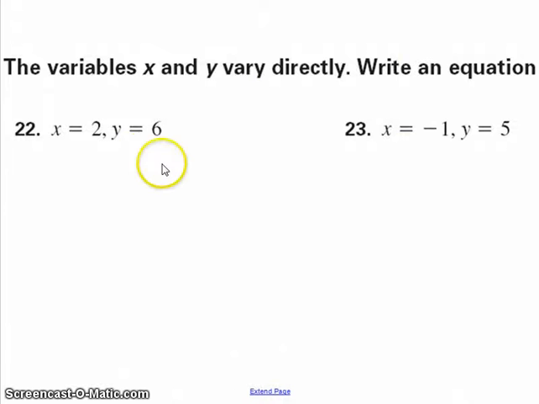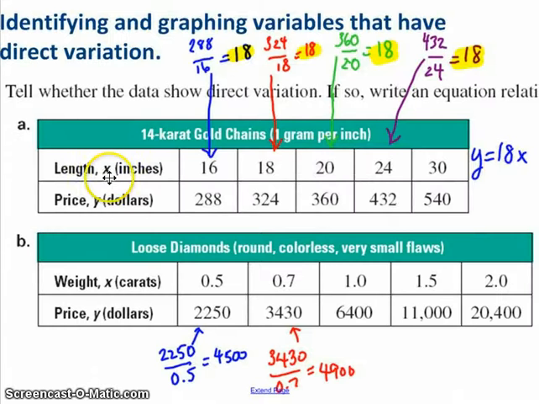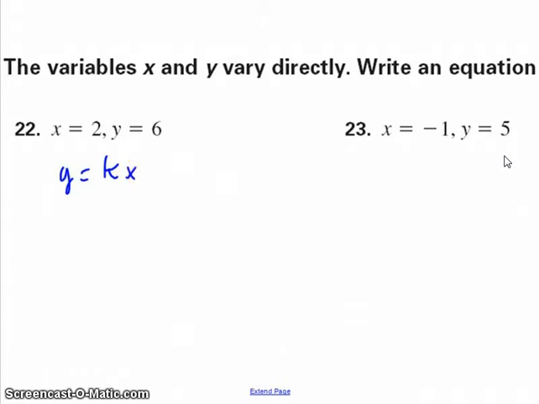So I'll show you how to apply this with number 22, and in a couple of seconds you're going to be doing it with 23. So with 22, like I said, the formula is going to be y equals some constant times x. That constant is that rate of direct variation. Going back, the previous one, that coefficient was 18. So, sorry, I should have said that coefficient here, k, is going to be the rate of variation. Well, the rate of variation, like I said, is simply y over x.